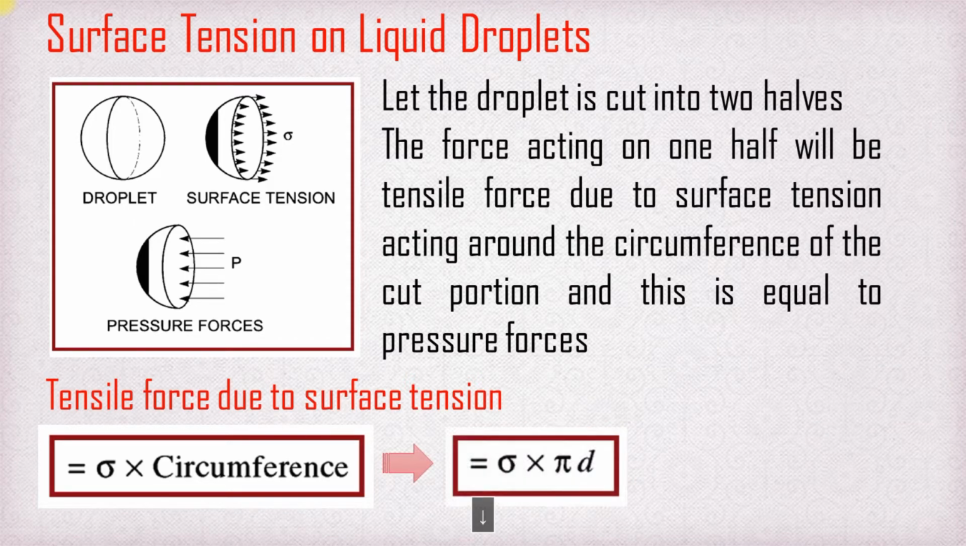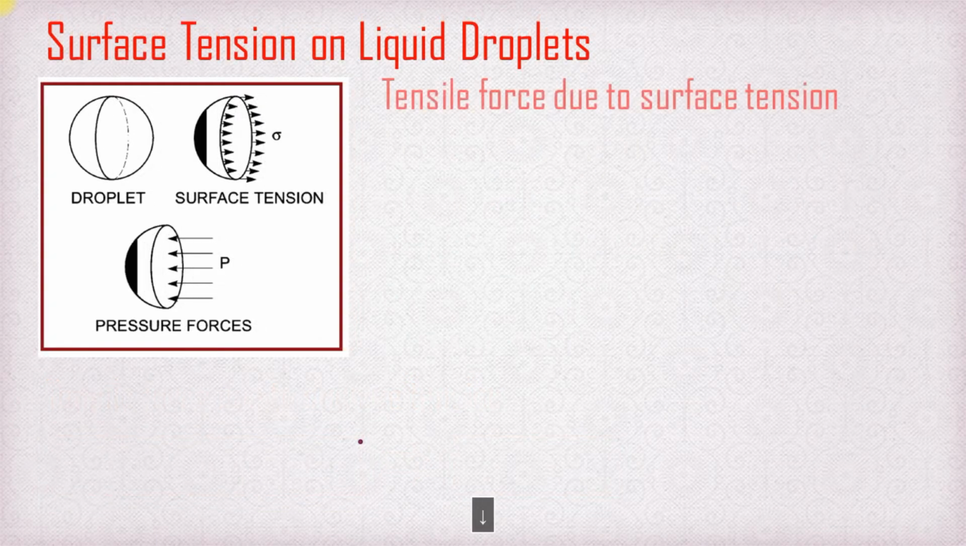So the tensile force due to surface tension equals surface tension multiplied by circumference, because we know that surface tension means the force acting on the circumference. So here we are considering the circumference, which is pi d, multiplied by sigma.